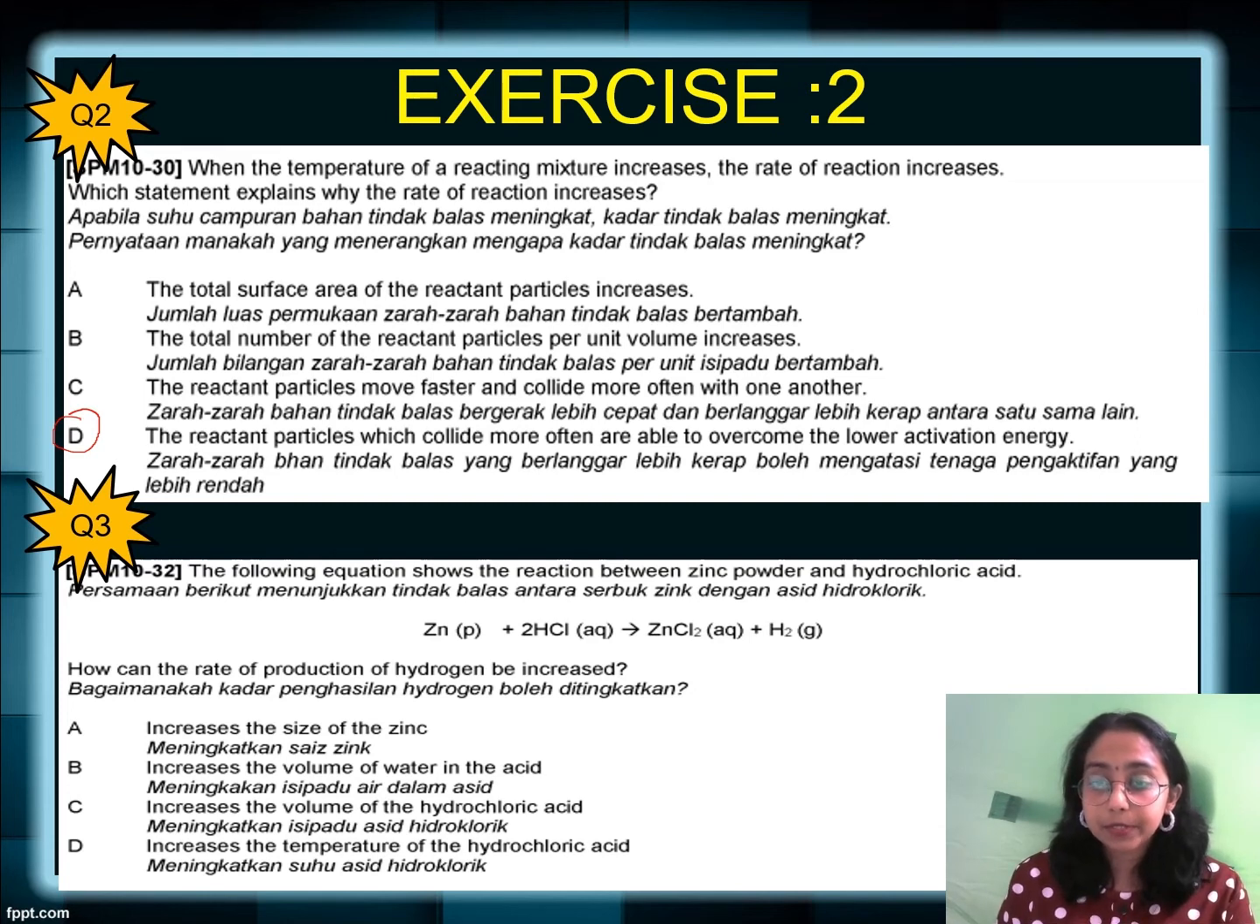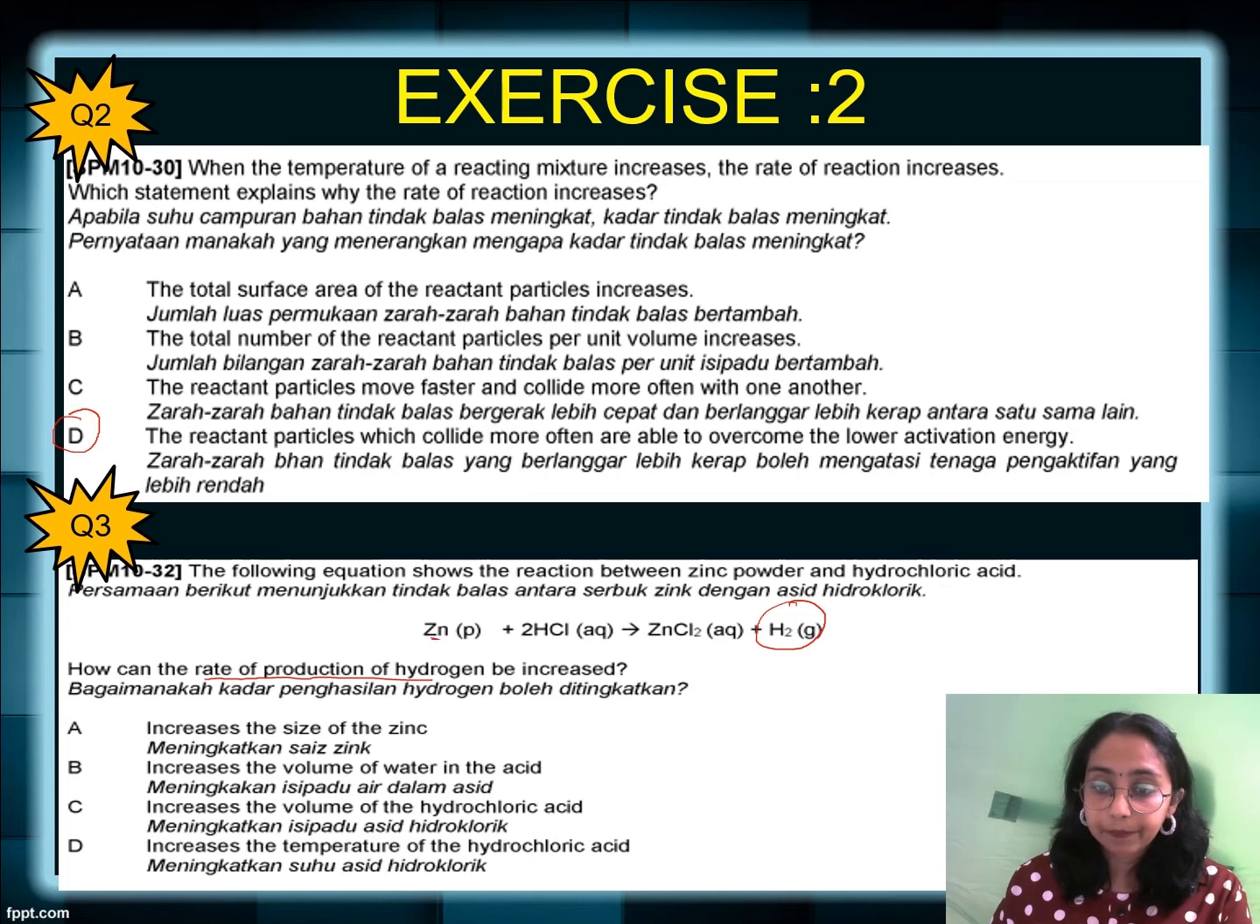Next, for question number 3, zinc reacts with hydrochloric acid. Now, how can the rate of production of hydrogen be increased? So, they are talking about how can we increase the rate of reactions. So, look at the nature of hydrogen gas, right? So, look at each nature of the reactant and the products. So, if you want to increase the product, the yield, we have to manipulate the factors for the reactants.